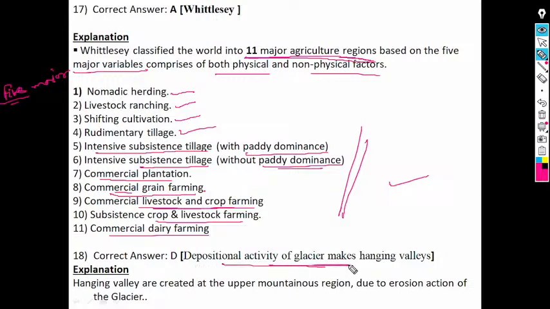Depositional activity of glaciers makes hanging valley is wrong. Hanging valleys are created at the upper mountainous region basically due to the erosion action of the glacier.